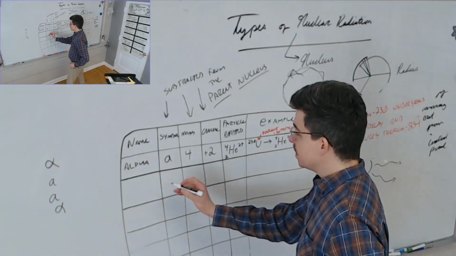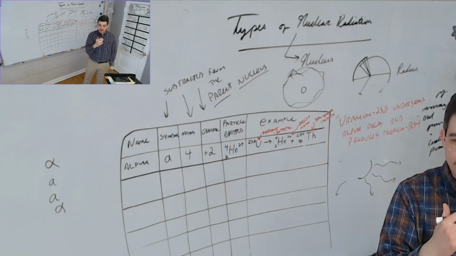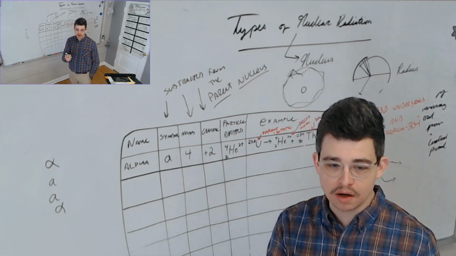Okay, next one. There are two kinds. Your book only talks about beta decay, but there are two kinds of beta decay. So please pay attention, because one of these is not in your book at all. Put your money away.